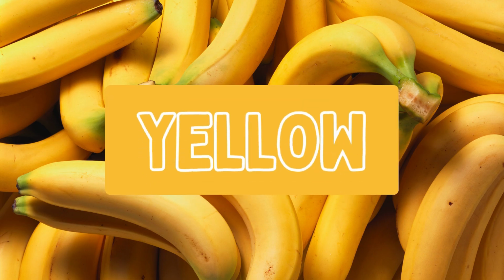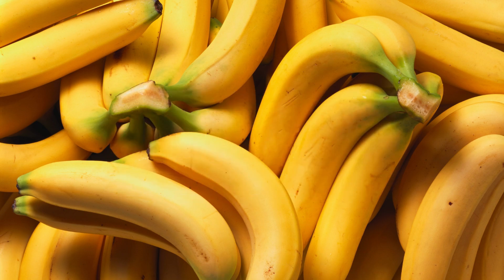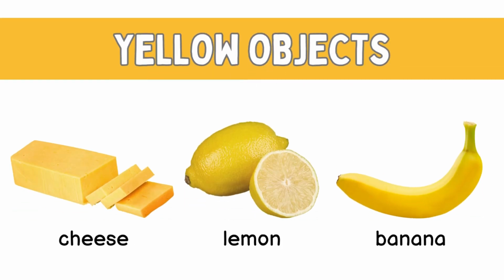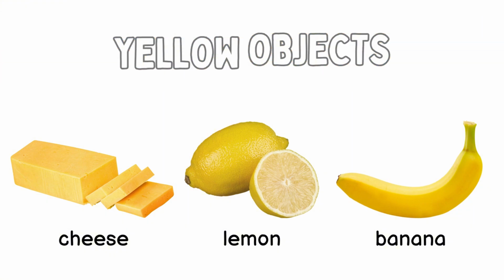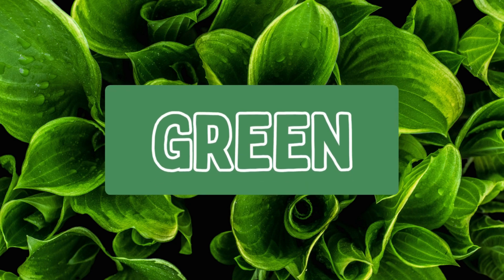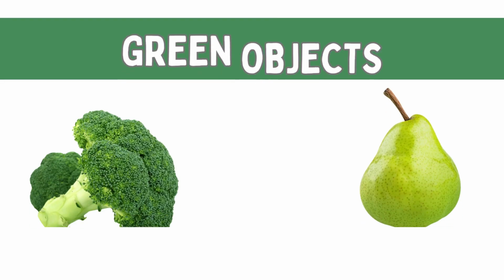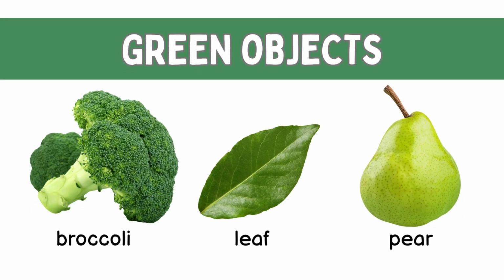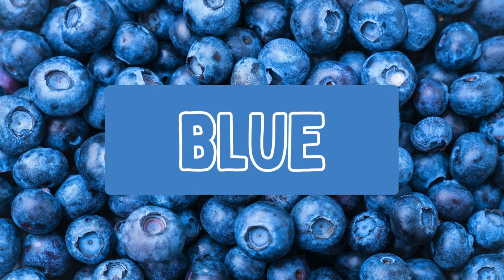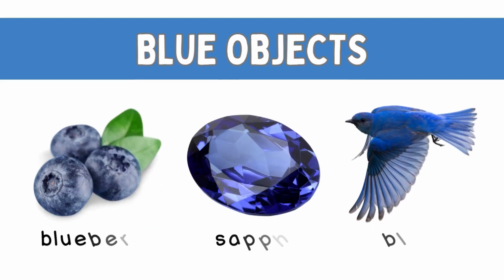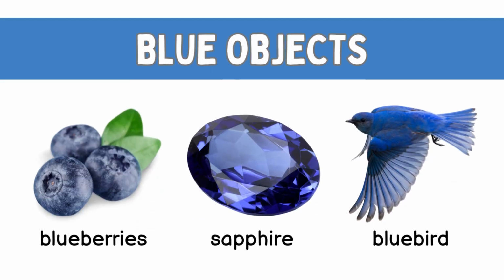Yellow. Yellow objects: cheese, lemon, and banana. Green. Green objects: broccoli, leaf, and pear. Blue. Blue objects: blueberries, sapphire, and bluebird.